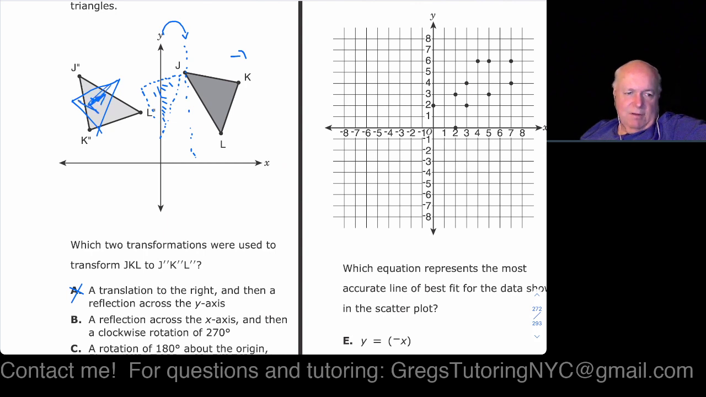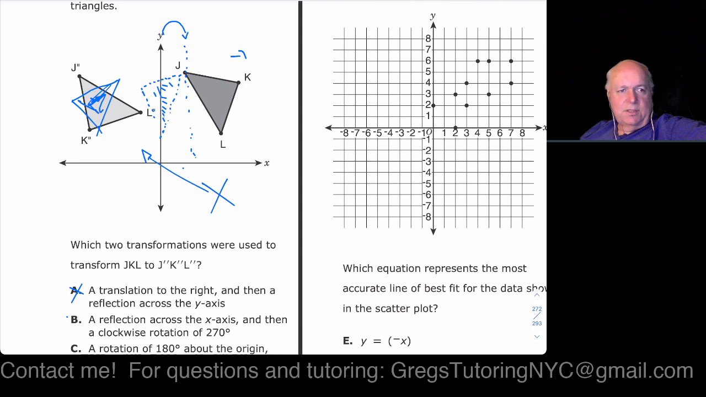B, a reflection across the x-axis. So if this is reflected across the x-axis, it would be down here somewhere. That's the first step. And then a clockwise rotation of 270. So first of all, it'd be down here, and it doesn't matter what else we do with it. It's not down here, it's over there. So no matter what the rotation or the reflection actually looks like, it's not going to be B because it's not in that quadrant. So B is out the window.